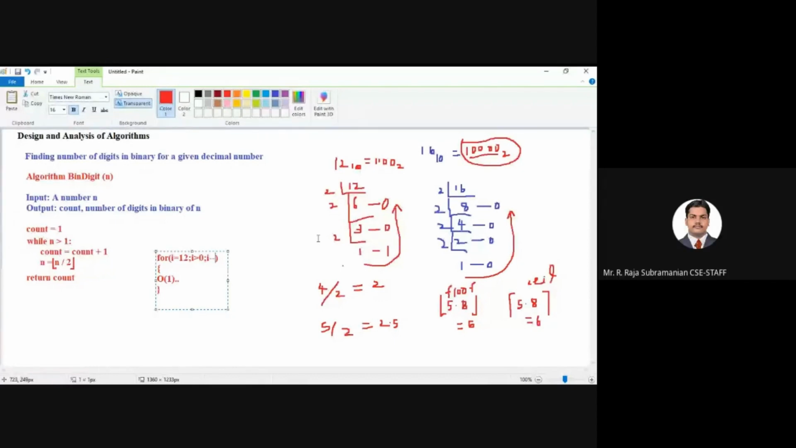Same big O of n. If you say big O of n, then this 12 should iterate actually 12 times, but it is iterating only 3 times. 12 is iterating only 3 times. Big O of 12.